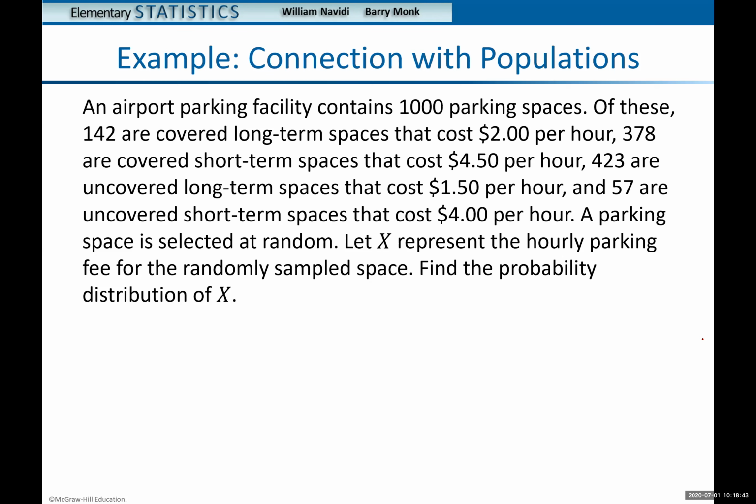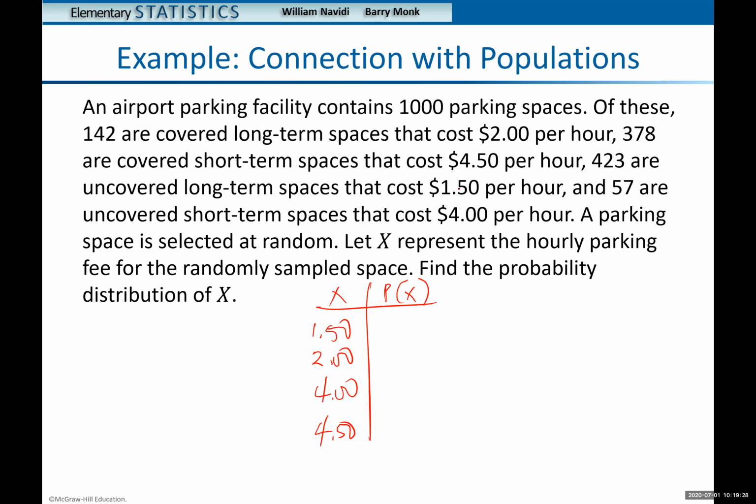To find the probability distribution of X, just like the previous examples, you just have to create a table with X and P of X. The random variable X should be numbers. So we have $2, $4.50, $1.50, and $4 per hour. Those are the costs. If I arrange it, we have 1.50, 2, 4.50, and 4, and then we have to get the probability of each.